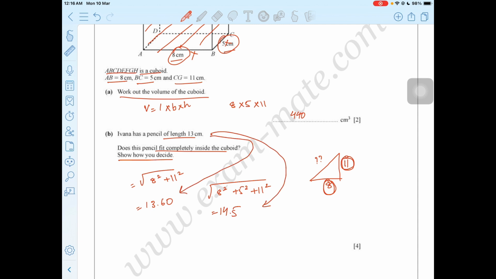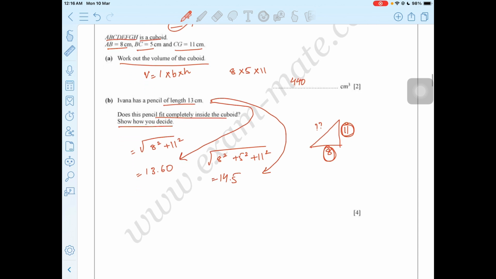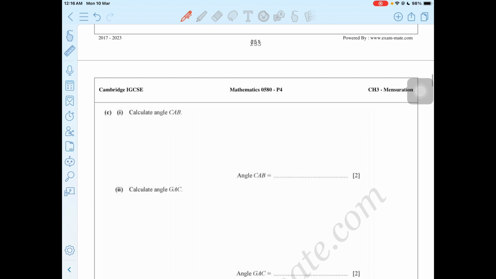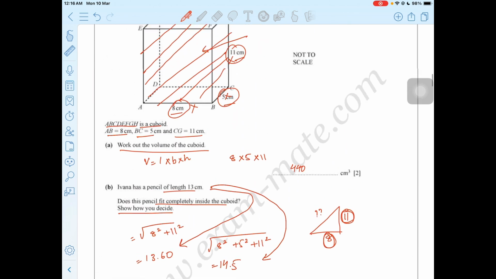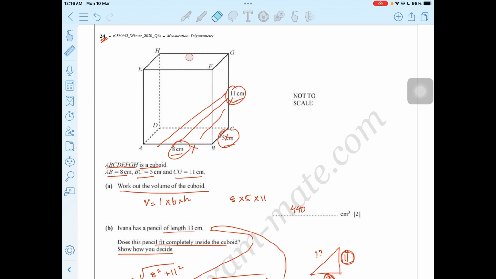Now let's move on to our next question, which is part C, part 1. Calculate angle CAB. Just remove these lines. We have to calculate the angle CAB, so this is C, A and B. So we have to calculate this angle.